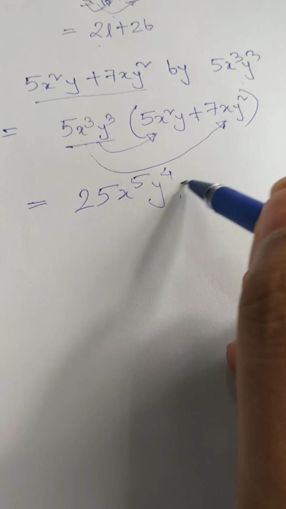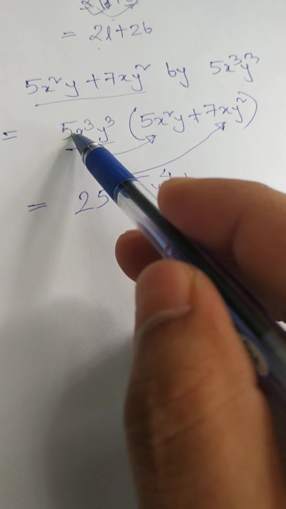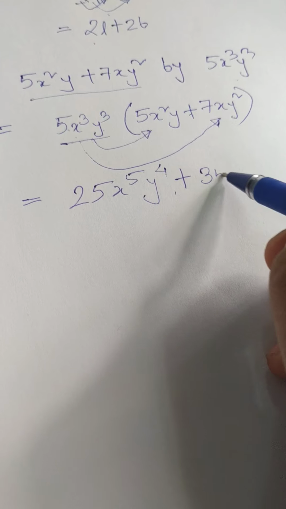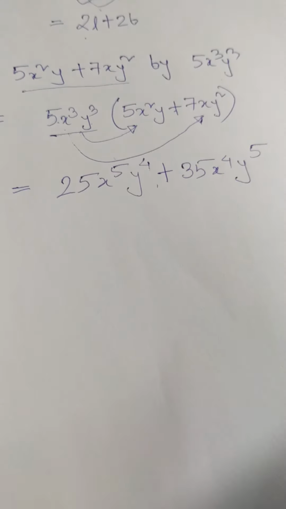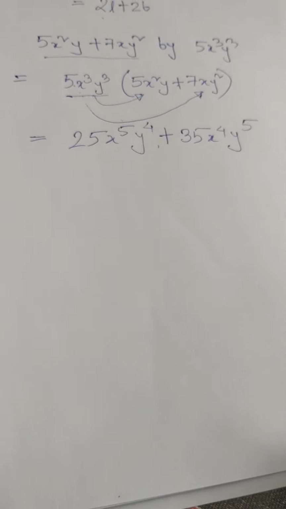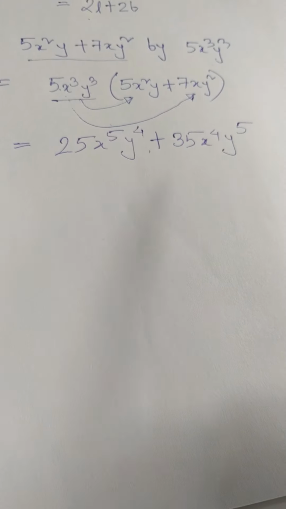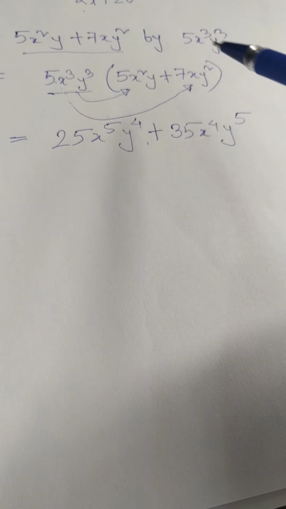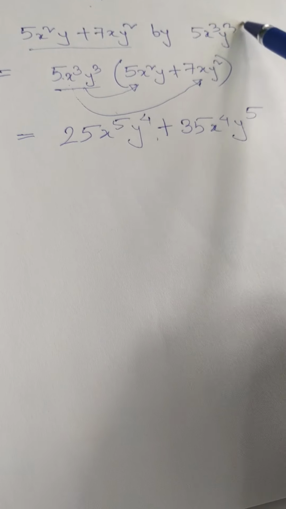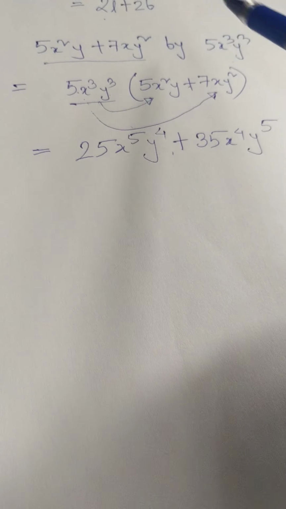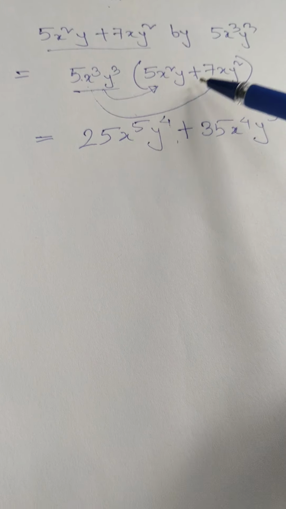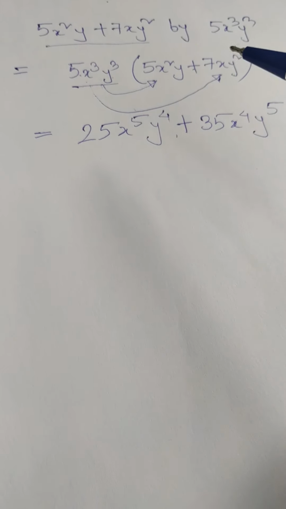Then we put the plus sign as it is. Next, 5 into 7 is 35. X cube into x to the power 2 is x to the power 4. Y cube into y square is y to the power 5. So this is our answer. Got it? This is just the distributive method of how to multiply. I have multiplied a polynomial by a monomial. We just follow the same procedure as monomial by monomial, but the difference is the plus sign. We need to put a plus sign in between the terms.